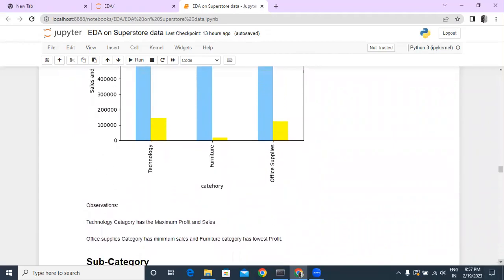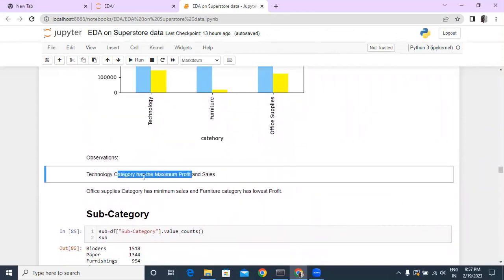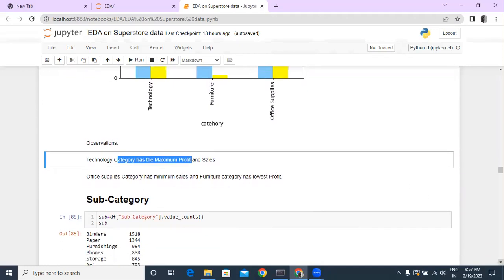The observation is about which category has the maximum profit in sales. The technology category has the maximum profit in sales, and the office supplies category has minimum sales, and we can see the furniture category has the lowest profit. So this is the analysis which can be derived from this bar graph.